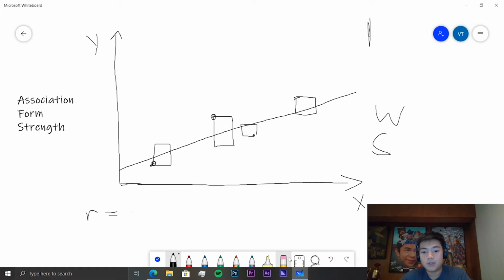So using these squares, we just want to minimize the area of these squares, which is the area of the deviation from the actual points. And if we minimize it, we will get the proper value.